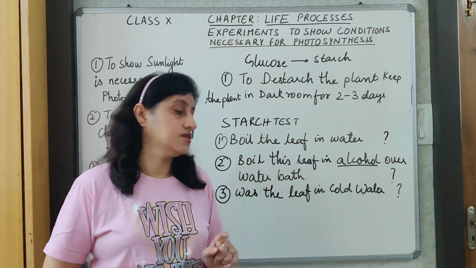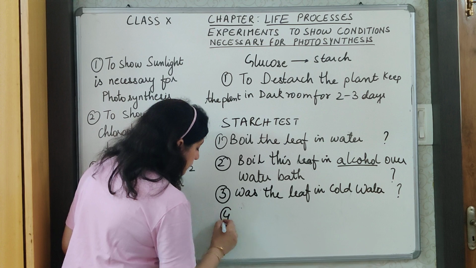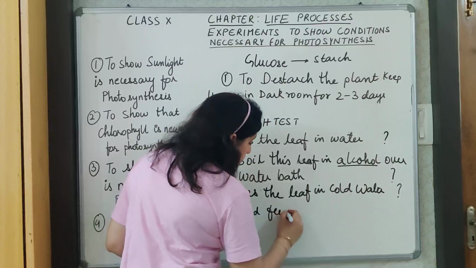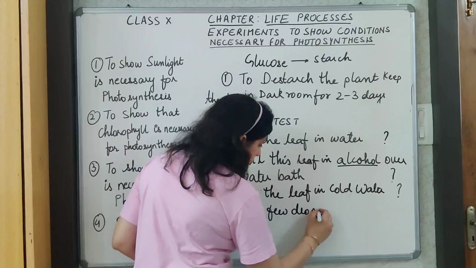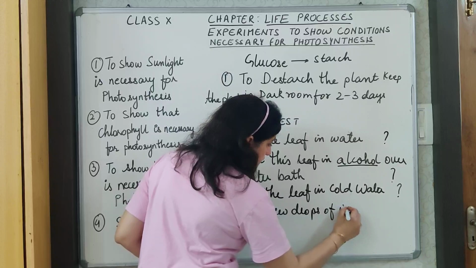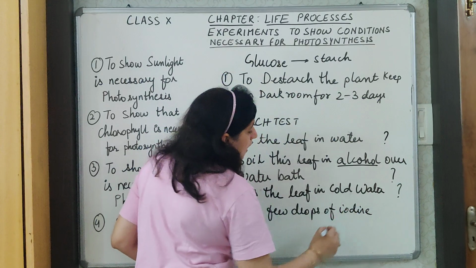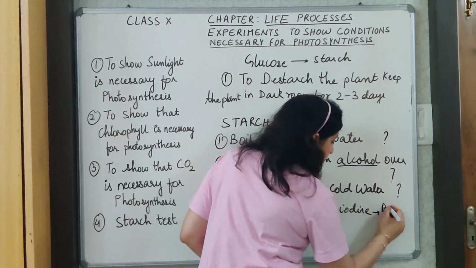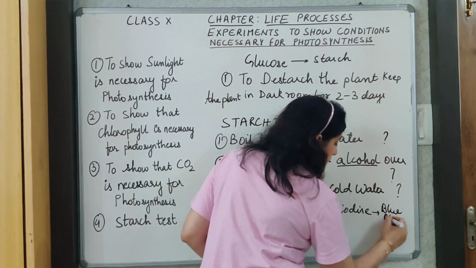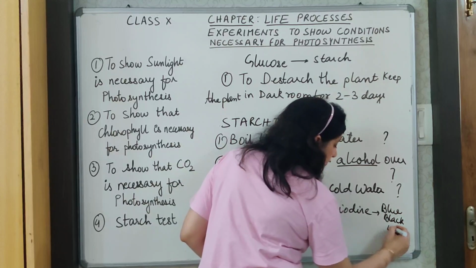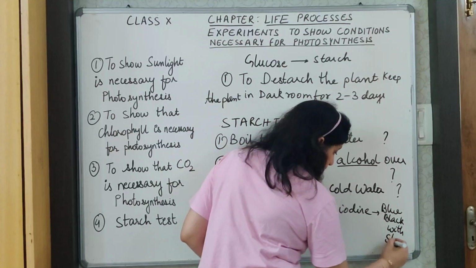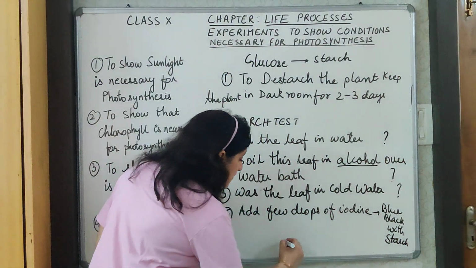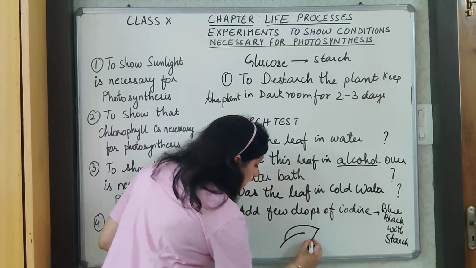They are very important. And then finally, to the leaf we add few drops of iodine. Iodine has a property that it gives blue-black color with starch. So when to my decolorized leaf I will add iodine, this is what I am going to observe.